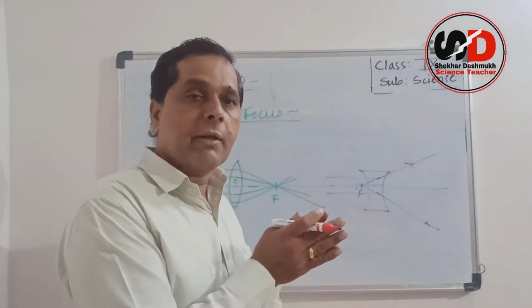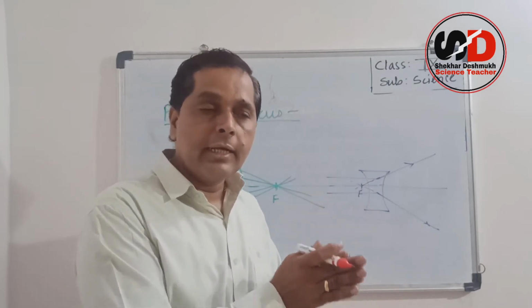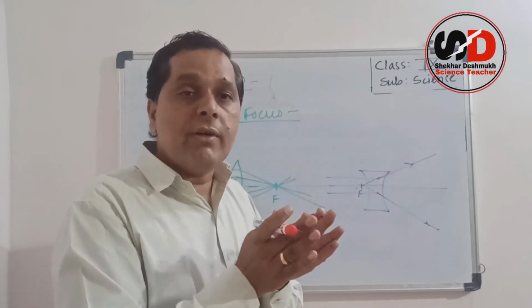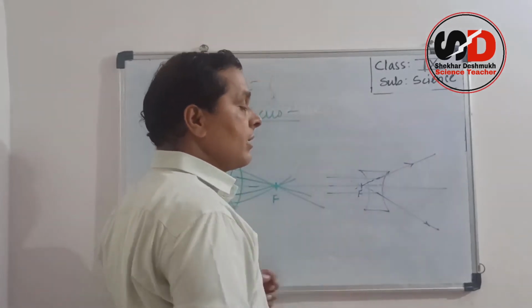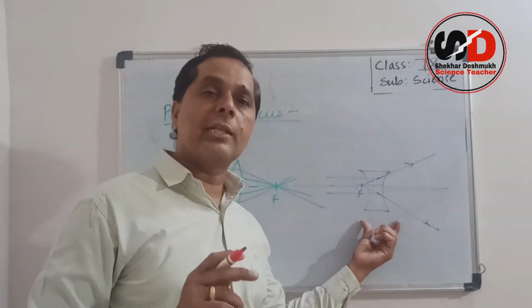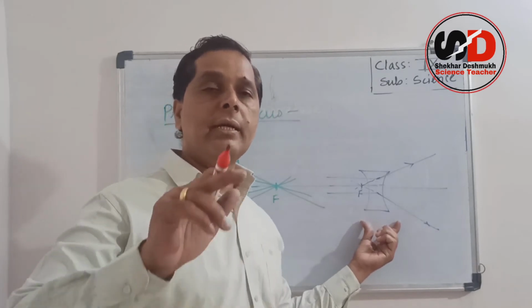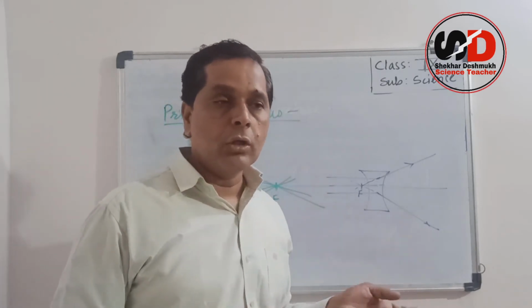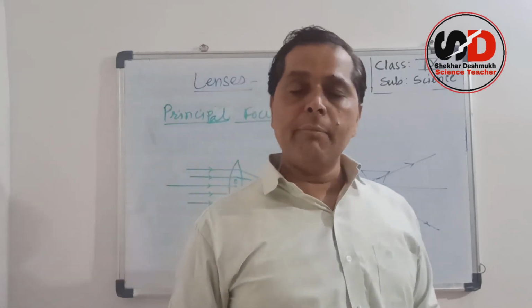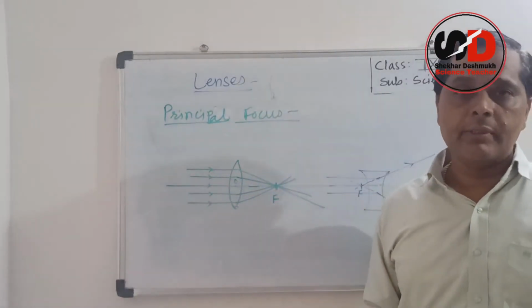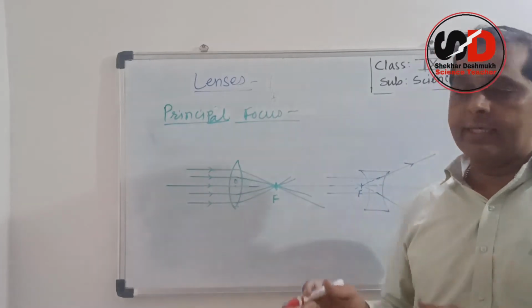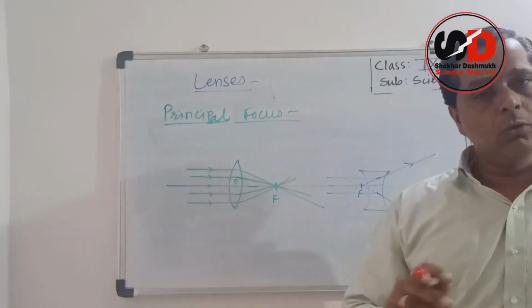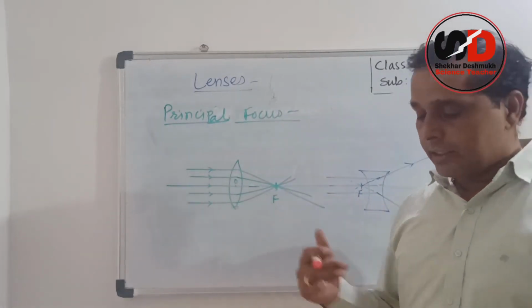The light rays which are passing through the concave lens diverge, they go away from each other, and therefore this type of lens, that means concave lens, is also called a diverging lens. So this may be asked in exams, that the concave lens is called a diverging lens and the convex lens is called a converging lens. The reason is that.